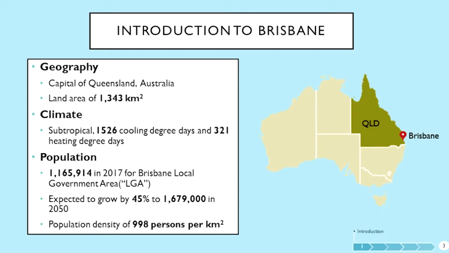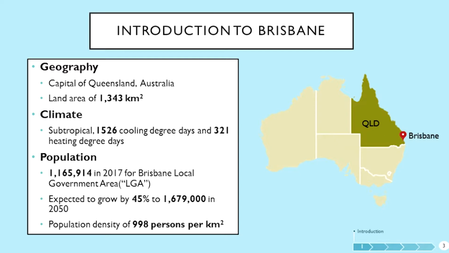So an introduction to Brisbane. For those of you that don't know, it's actually the third largest city in Australia. It's the capital of Queensland, which is a province in the country. The climate there is subtropical, which means that they have a lot of cooling degree days every year, and that's something that we'll be addressing in our building design.